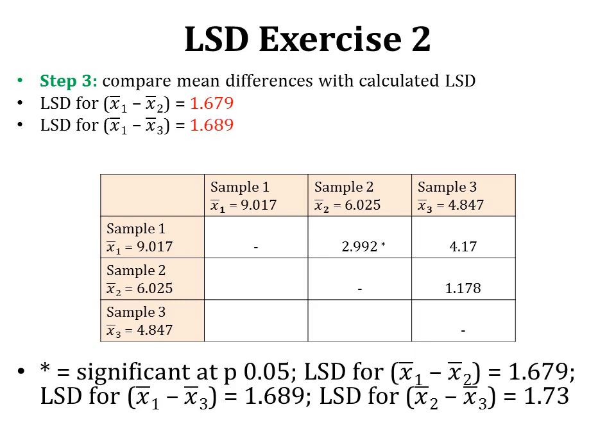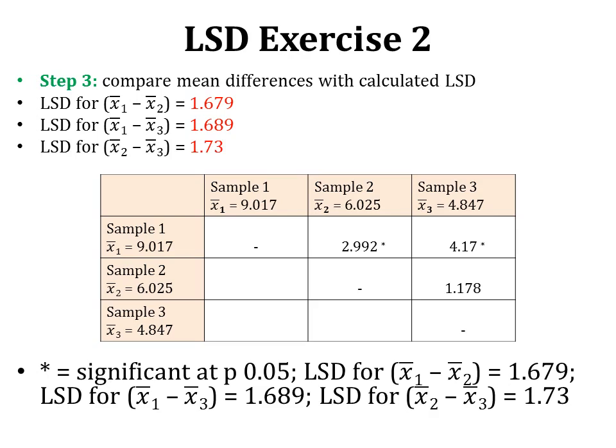Then we have the next LSD value, which is the LSD for the difference between the mean values of sample number 1 and 3, and this LSD is 1.689. And what is the difference between the mean values of sample 1 and 3? This is 4.17, and we can see that this value is greater than LSD. So we are going to put an asterisk here, which means that this value is significant at 0.05.